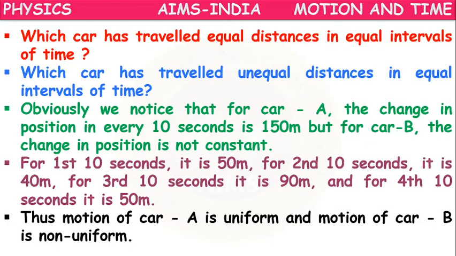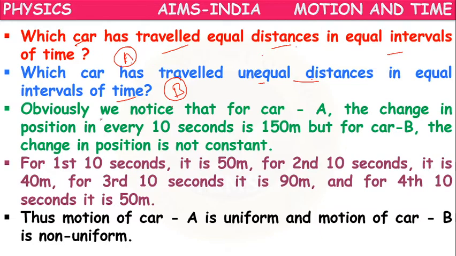That is an example of non-uniform motion. So next, if you get questions like this, which car has traveled equal distances in equal intervals of time? We can tell car A. Which car has traveled unequal distances in equal intervals of time? We can tell car B.